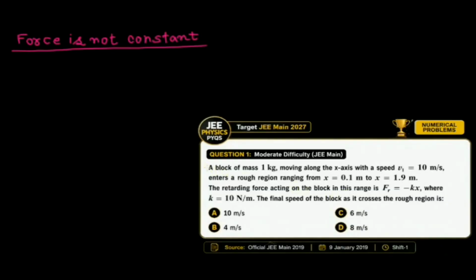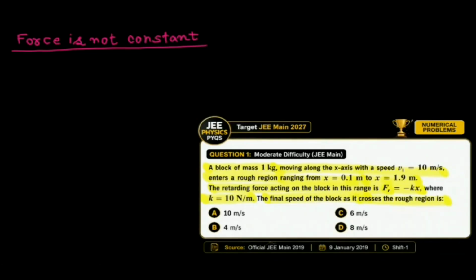A block of mass 1 kg moves with speed 10 meter per second along the x-axis. It enters a rough region extending from x equals 0.1 meter to x equals 1.9 meter. Inside the region, the retarding force is Fr equals minus kx, where k is 10 Newton per meter. We need to find the final speed of the block as it leaves the rough region.